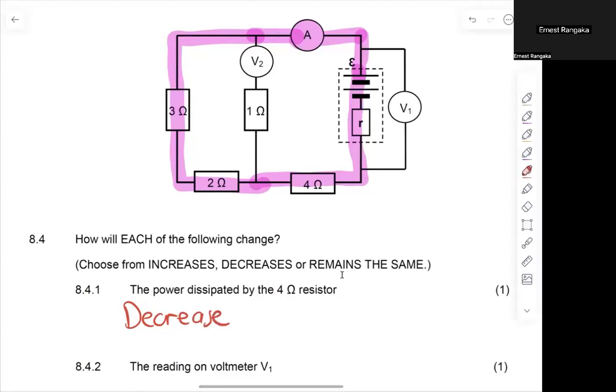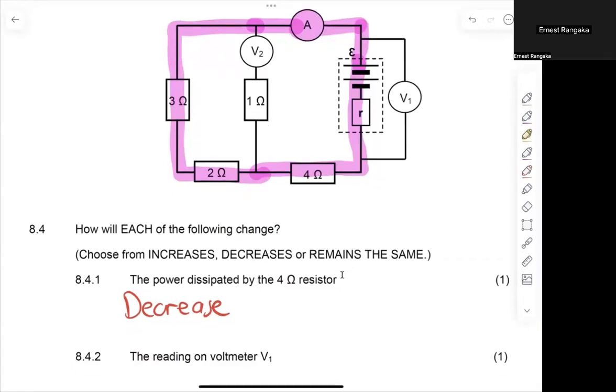Why does it decrease? When I now remove the switch and put V2 there, I've cut out my parallel resistance, right? When I remove my parallel resistance, what happens to my total resistance in my circuit? My total resistance goes up. When total resistance goes up, my total current in the circuit comes down. And if current comes down, my power will come down because power is I squared R. The question didn't ask for an explanation, but I'm just giving it to you so that you're able to understand why that happens.